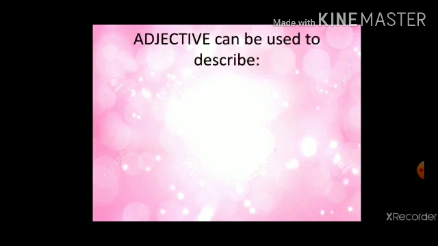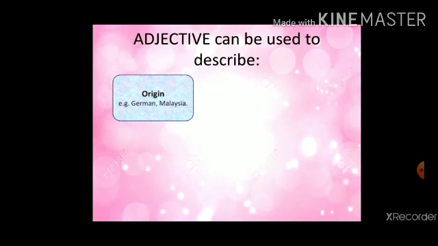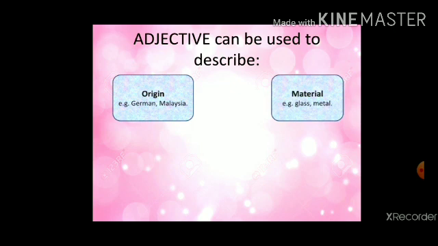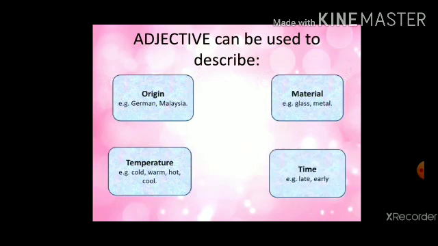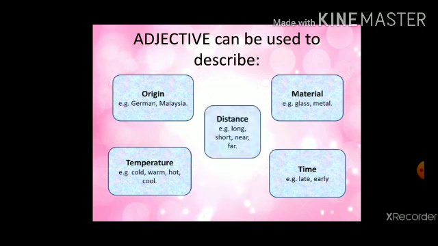Now adjectives can also be used to describe origin. For example, German, Malaysian. Or if I say I am an Indian, in this sentence, I is the pronoun and Indian is the adjective. It is also used to describe material, glass, metal. Temperature, for example, it is very hot today. And it is also used to describe time. For example, late, early. She comes late today.